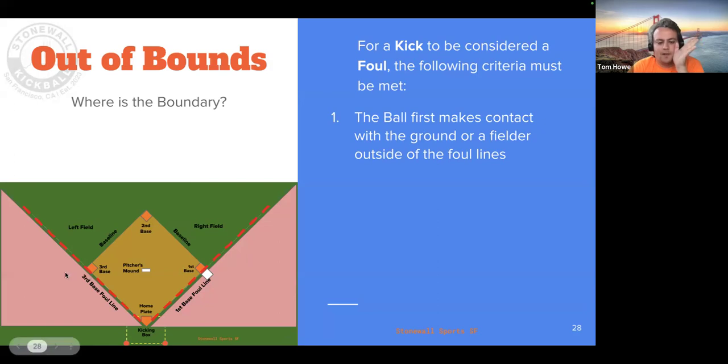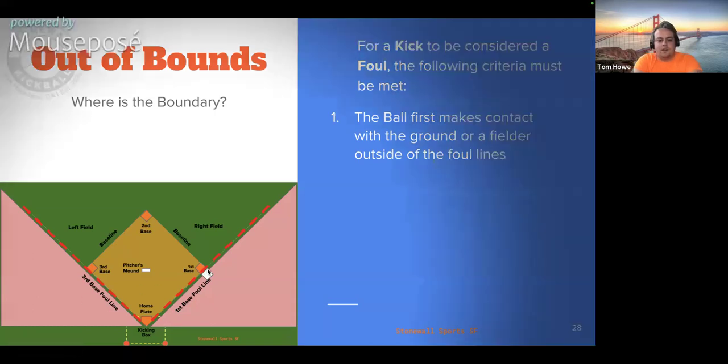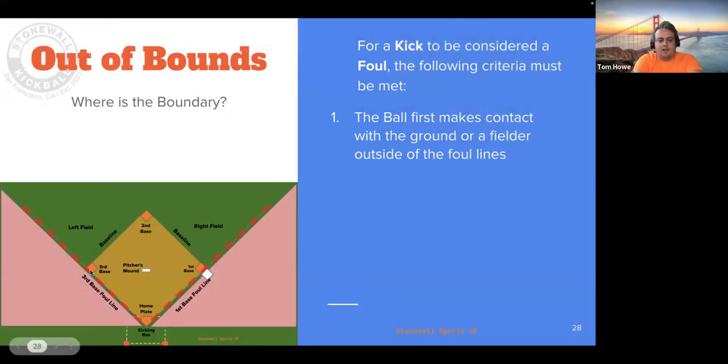Basically, if the ball first makes contact with any object or human being or squirrel or dog or whatever it is, hopefully not a dog, but if it first makes contact with another object in this red shaded area, basically you have a line between the back of home plate and the edge of first base, like you see here, and the edge of third base, like you see here. If the ball first makes contact with any object outside or within that red shaded area, it is a foul ball.